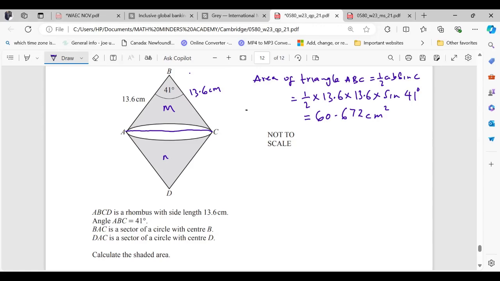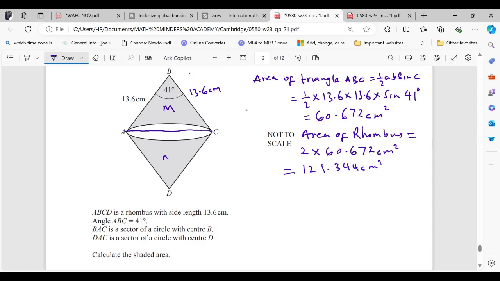Now, if we multiply this area by 2, that gives us the area of the rhombus. Area of rhombus is 2 times this value, and twice this value gives us 121.344 square centimeters. That's the area of the rhombus.